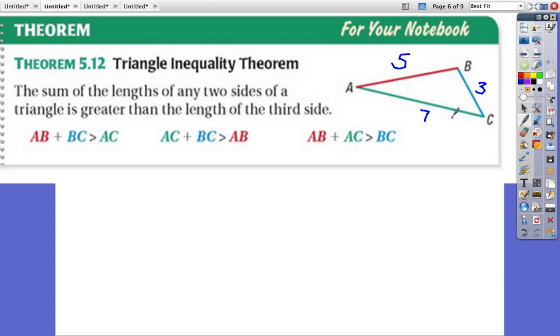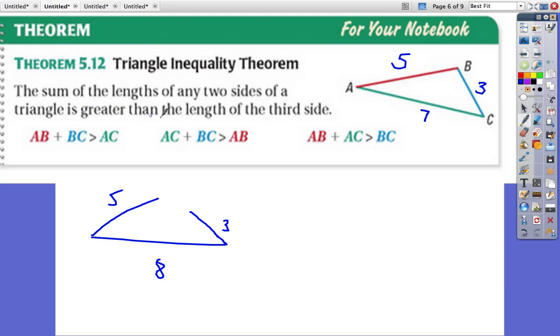For example, let's say it's 7. That could be a triangle. If AC was 8, it would not be a triangle. It would not be able to actually close. It would look something like this. The bottom 8 and then this side's 5. The other side is 3, and you notice there's no way to make them connect unless you draw them longer.